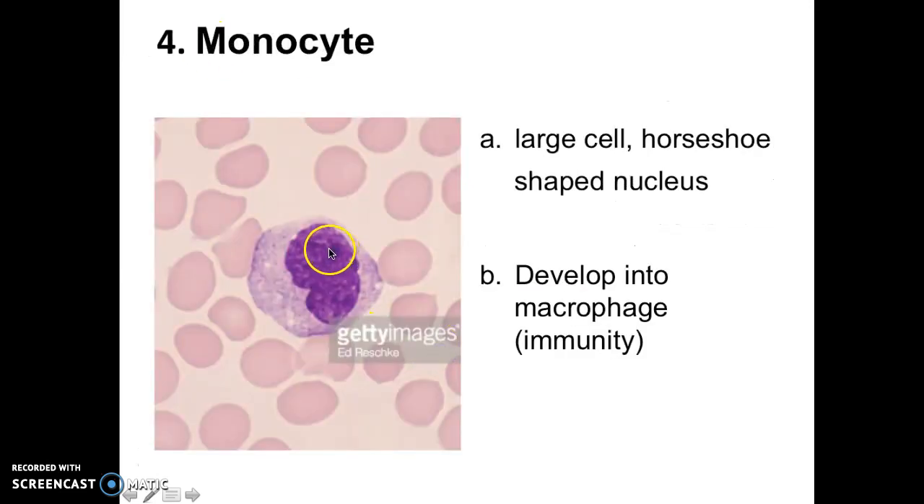So now we're in the agranulocytes. These will not have granules. These kind of look like they do, but they don't. They would be clear. Monocyte is a large cell, so of all the cells, it's very big in comparison. That's how you can tell. Horseshoe-shaped nucleus, but honestly, the large cell is how you identify it. Just think mono is one large cell. It develops into a macrophage, which is good for immunity.